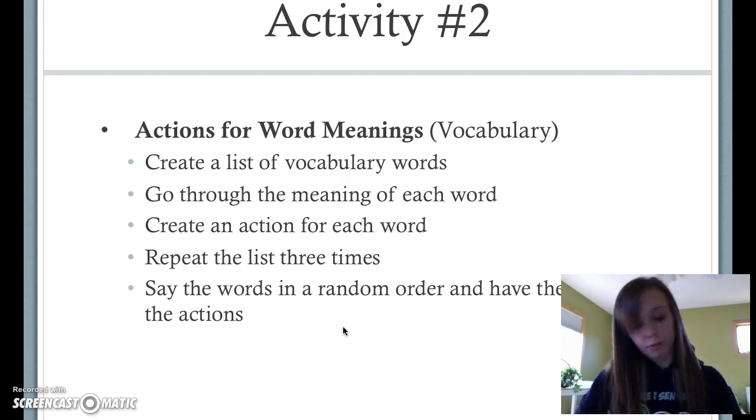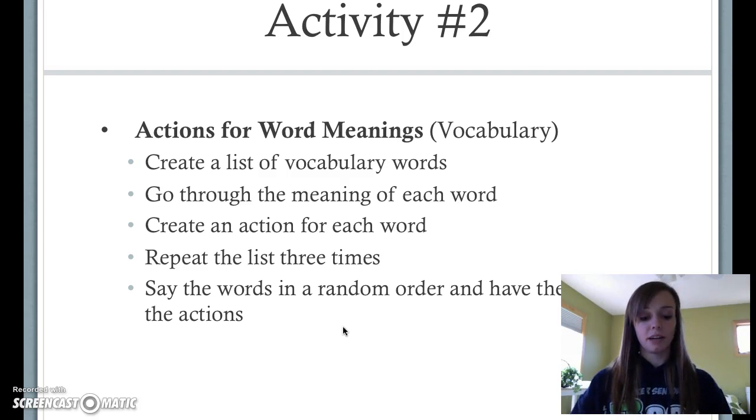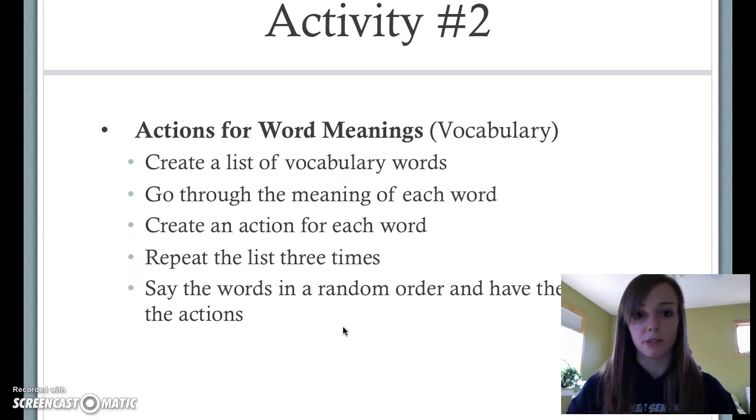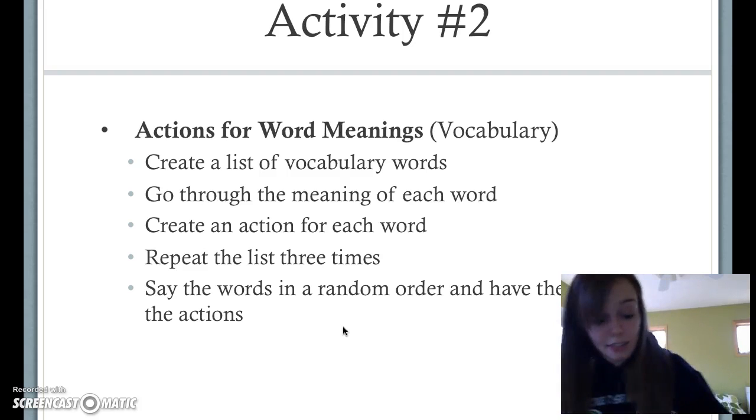So then I would run through this list with the actions 3 times. And then I would say the words in a random order and have the child do the actions so that they knew the meaning. And if they didn't understand or they forgot one of the actions, I would help them. It would be a very casual thing, but it'd be a fun activity that's more hands-on.